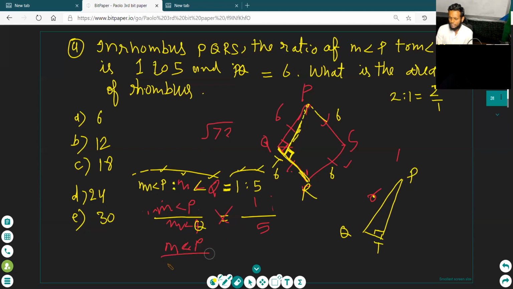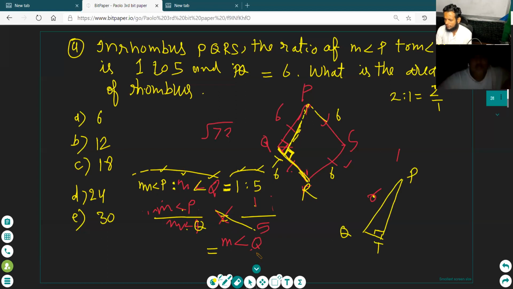In cross multiplication, what will we do? You are doing wrong. You multiply 5 to measure of angle P and 1 to measure of angle Q. Right? Equal. On one side we write 5 into measure of angle P. On the other side we write measure of angle Q. This is wrong, Paulo. This is wrong.